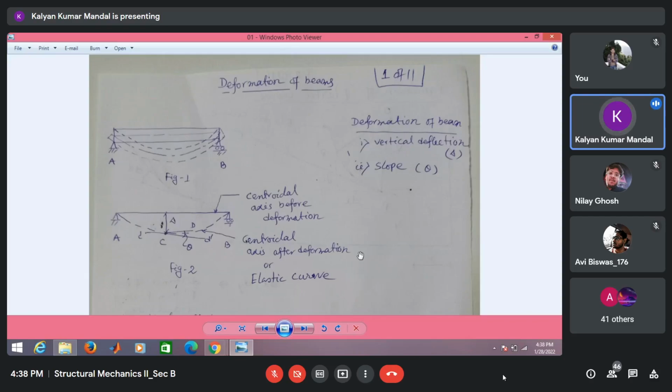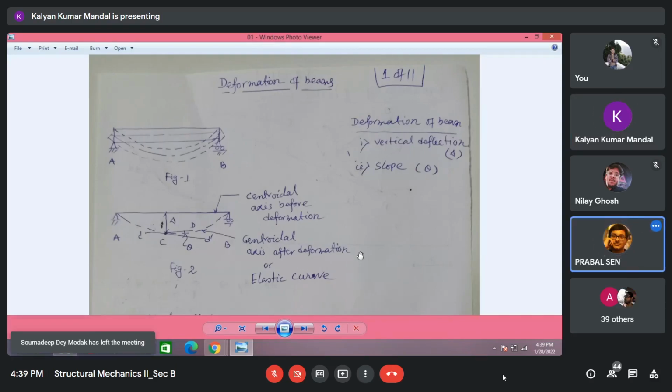But the question is why this deformation is required. We know that the cross section will be such that it can resist the deformation, along with the shear force and the bending moment. Again, if the structure has excessive deformation, secondary stress will develop within the structure. Sir, what is secondary stress? Can you explain?